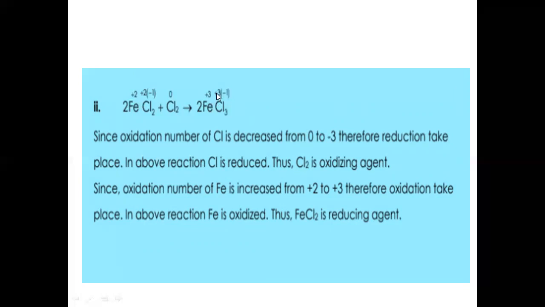This is -3, there is no need of plus. So this is -3. Therefore, reduction takes place. In the above reaction, chlorine is reduced. Thus, chlorine is the oxidizing agent, and iron is oxidized and will act as a reducing agent. I told you, not only iron, the complete molecule, iron chloride, will act as a reducing agent.